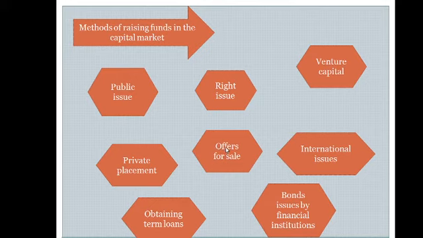Then they, after buying from the company, will start selling to the public. Under this particular offer for sale, the sale of security takes place in two stages. The first is when the company sells to the intermediaries, and after that the intermediaries sell to the general public. That's the second stage. All right, now let's go to the next one, obtaining term loan.